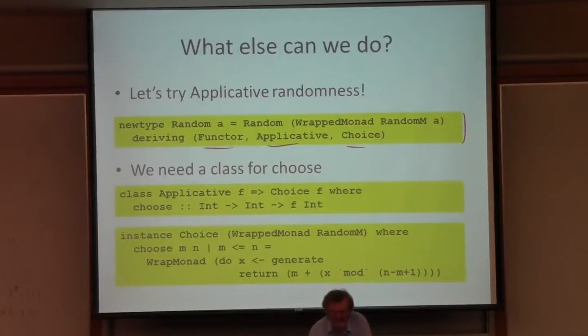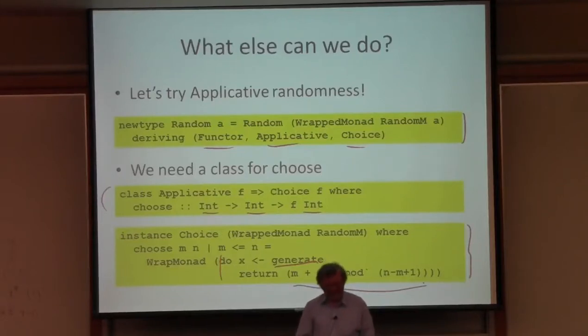So I'm going to define another class for random generation that provides a method that, given a lower and an upper bound, generates an integer in that range. So implementing choice is very easy. I'll just write monadic code once again. So I'll wrap a computation that generates 30 random bits and then maps them into the range m to n. And having done so, I can now write random generators using the applicative interface.